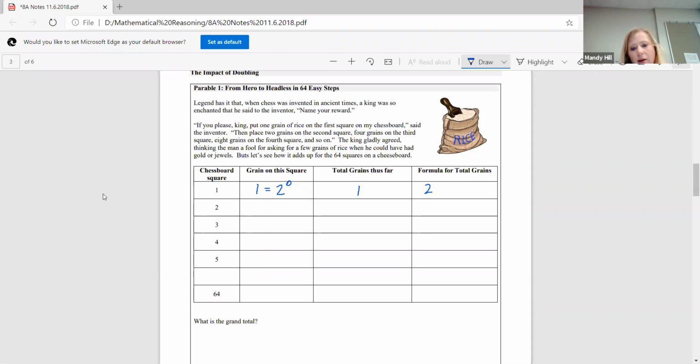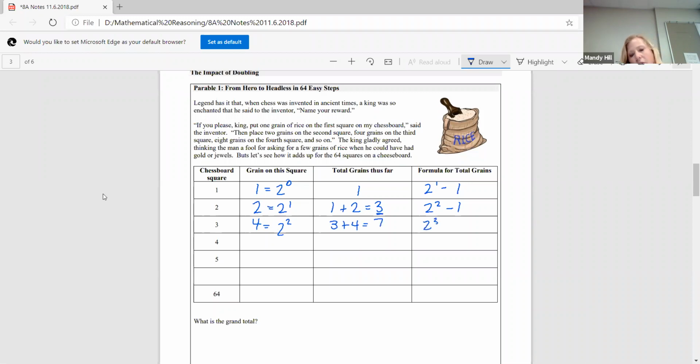And the formula for the total grains would be 2 to the first power minus 1. So on our second square, we're going to have 2 grains, which would be 2 to the first. So now we have the 1 that we had before plus the 2, so we're up to 3. And to get that, we would do 2 squared minus 1. Okay. On the third square, we have 4 grains, which is 2 squared. Our total grains would be the 3 that we had here, plus the 4 that we have now, which is 7.